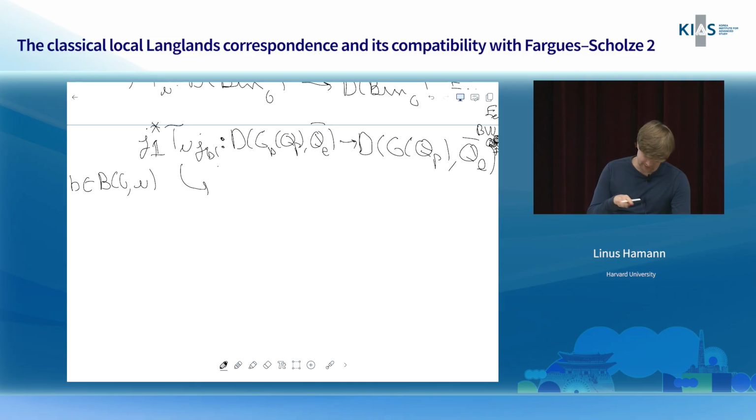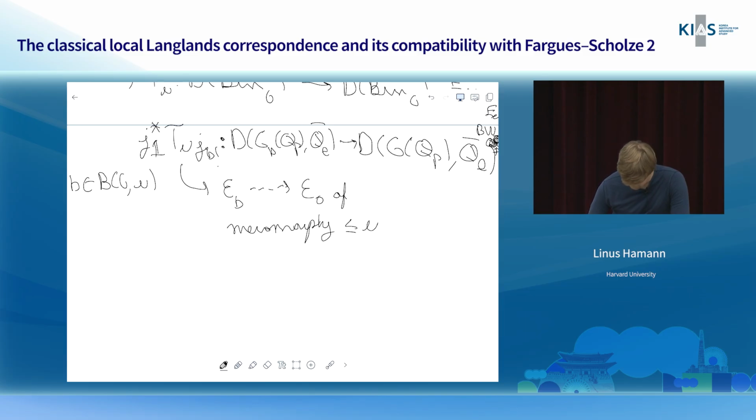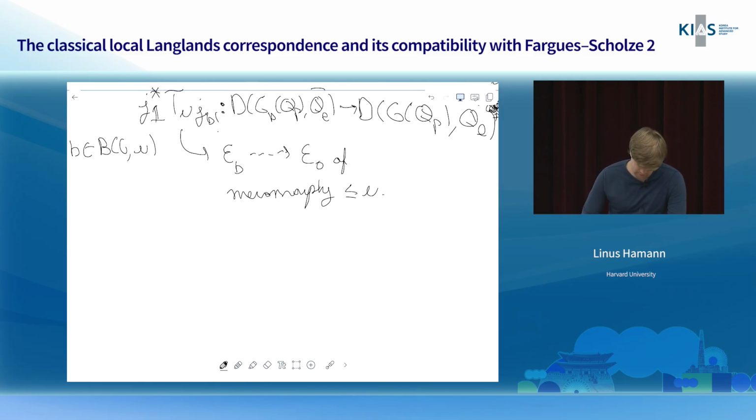Well, this Hecke operator was defined in terms of modifications of certain G bundles, and when you do these restrictions, you're basically fixing the isomorphism classes of the G bundles you're looking at. So in particular, what this is really computing is the space of modifications between the bundle corresponding to this B, this E_B, and the trivial G bundle E_0, of meromorphy less than mu. So these are two G bundles identified outside of some point of the curve, and that determines some lattice whose relative position is bounded by mu. And this is really computing the cohomology of this space.